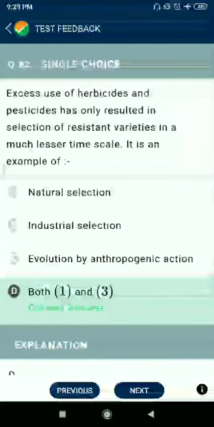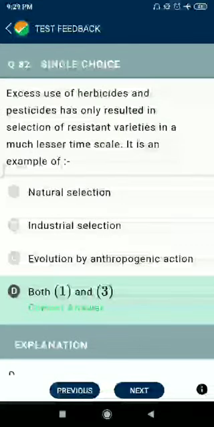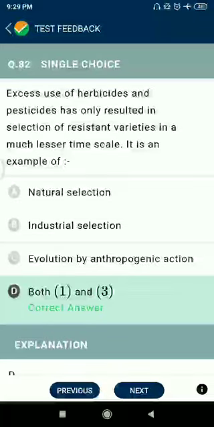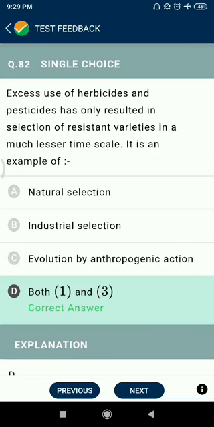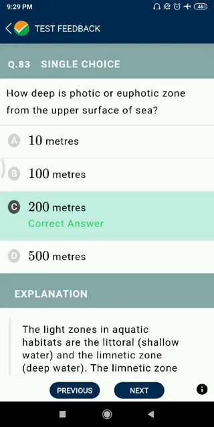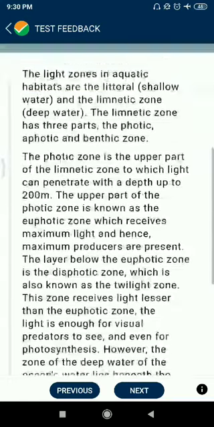Question 82. Excess use of herbicides and pesticides has only resulted in the selection of resistant varieties in a much lesser time scale. It is an example of natural selection, followed by evolution by anthropogenic actions. Question 83. How deep is the photic or euphotic zone from the upper surface of the sea? 200 meters.